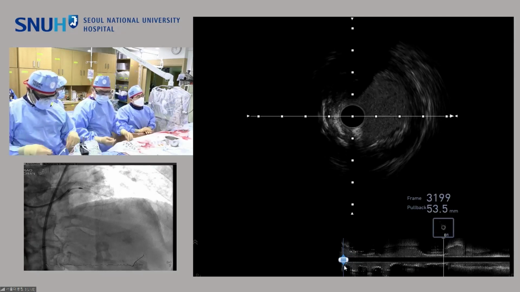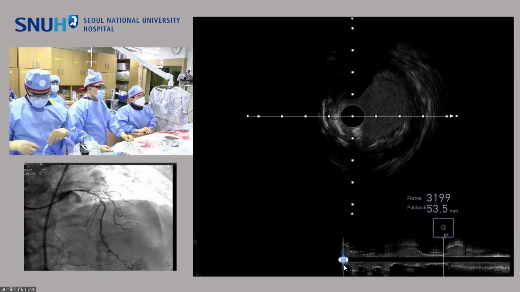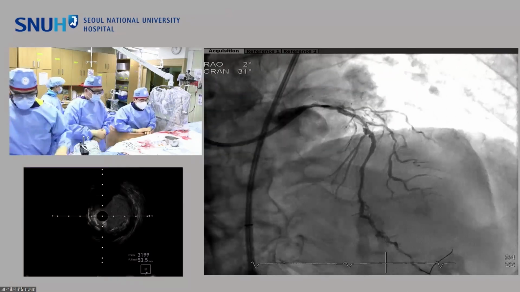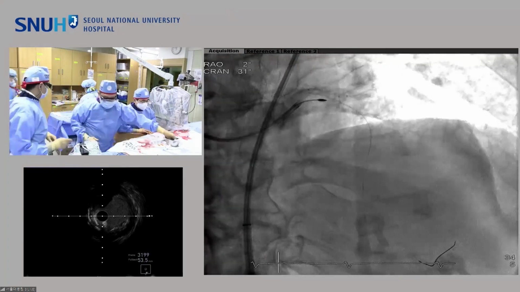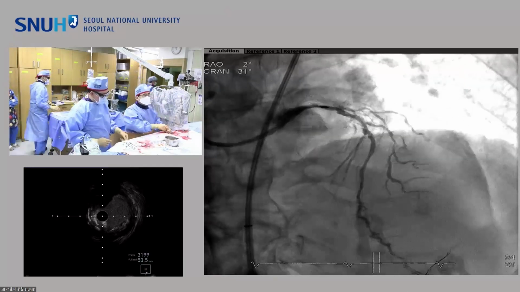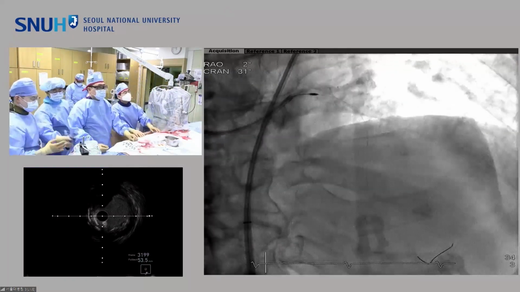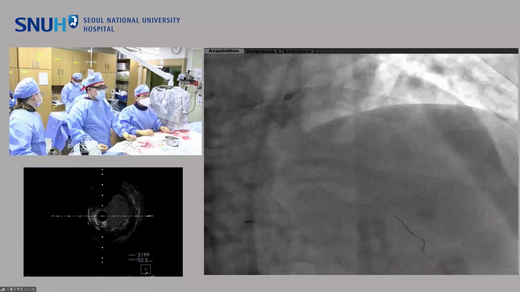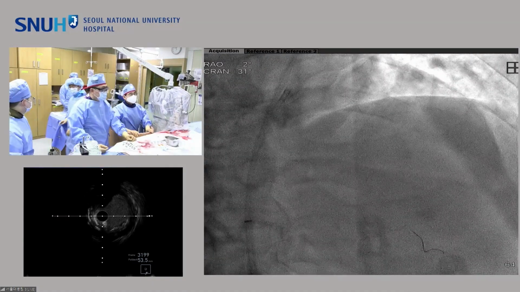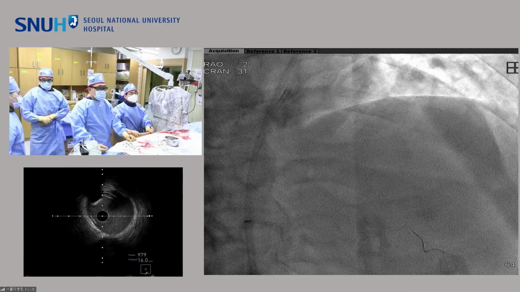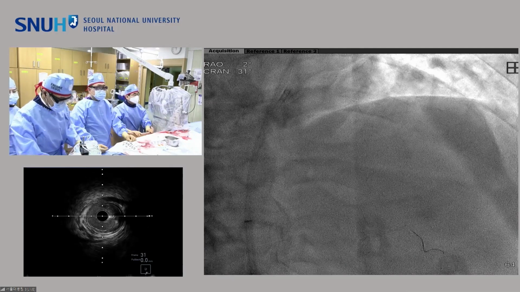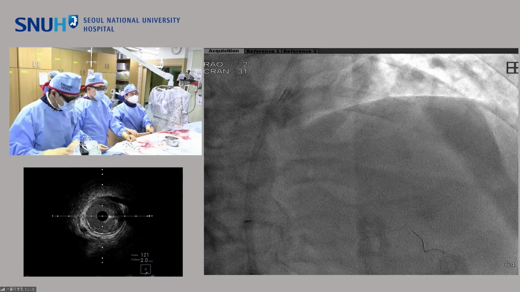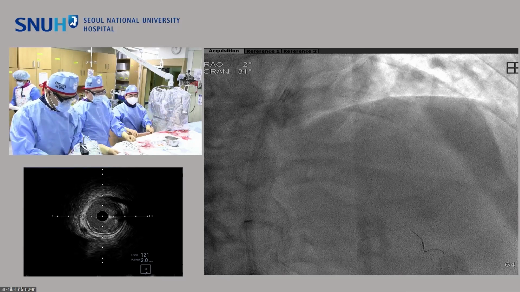Okay, let me try ballooning. Which balloon? 2.5 NC? Yeah, 2.5 NC balloon. Okay. At 15 atmospheres. The distal reference was almost 3.5. But I first break the heavily calcified lesion because the MLD is about 1.75 or 2.5 with several spots. 2.75 would be good to prepare the lesion before stenting.